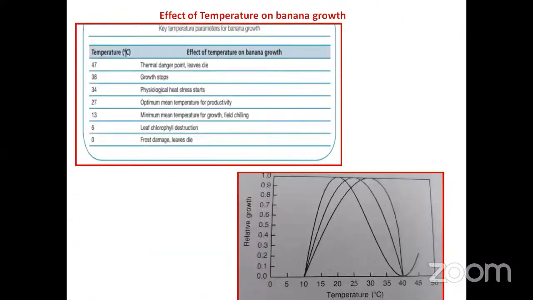This is the effect of temperatures in banana, which affects the growth and productivity. Here we can see that at 0 degrees centigrade, there won't be any crop. At 6 degrees also, leaf chlorophyll destruction can be seen. At 30 degrees centigrade, the minimum growth is seen in some areas, whereas the optimum temperature is 27 to 33 degrees centigrade. From 34 degrees centigrade, physiological heat stress starts, and at 38 degrees the growth will be totally stopped. The same thing we can see in this graphical representation, where growth for banana can be seen from 10 degrees to 40 degrees centigrade.